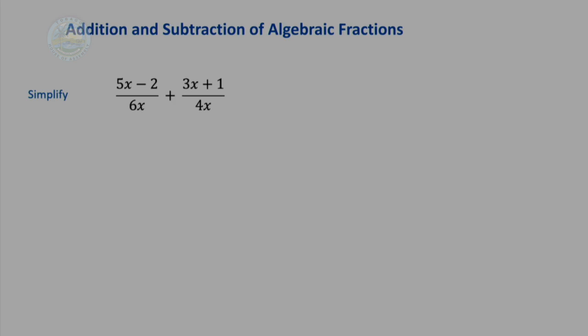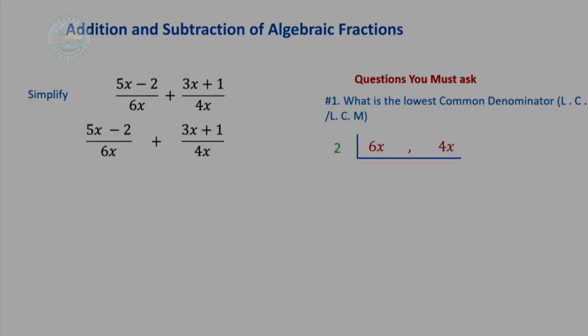So, what are the questions that we need to ask ourselves? Can you recall those questions? The first question is, what is the lowest common denominator? In this case, we take our denominators, it is 6x and 4x. So we write 6x and 4x. And then we ask ourselves, what can divide either 6x or 4x or both? What do we have? We have 2.